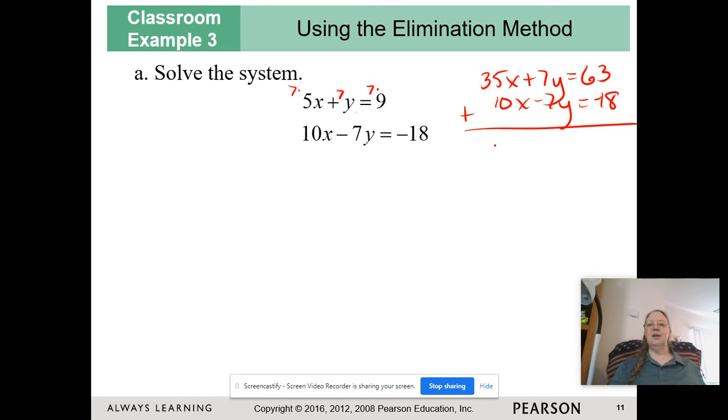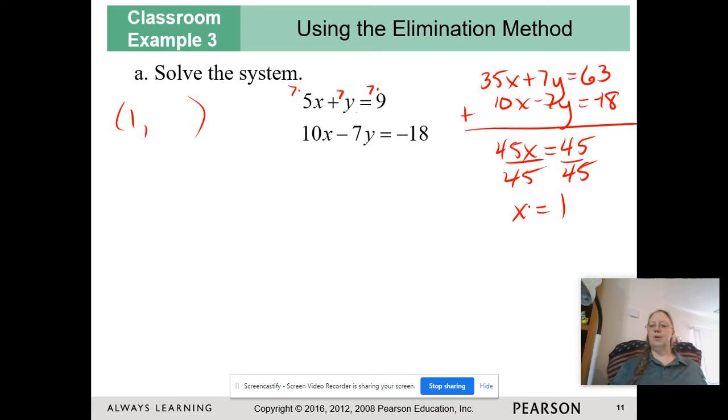And I'm going to add them together. And offhand, is it 45? 63 minus 18. It is. We get x is equal to 1. So I'm going to substitute in, I'm probably going to do the top one. 5 times 1. Subtract my 5. And I get 4.